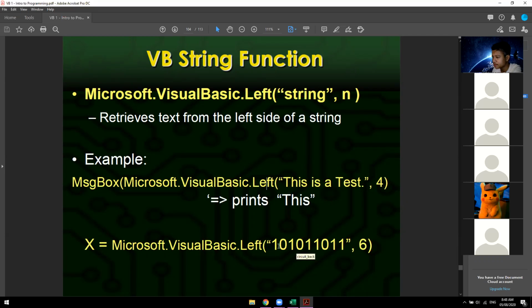So another example. Ano nang result nito? Anong result ng X natin? 1 0 1 0 1 1. Alright, that's good. 1 0 1 0 1 1. Dito lang, anim. Count 6 characters. 1, 2, 3, 4, 5, 6. Okay? So that's it for left.